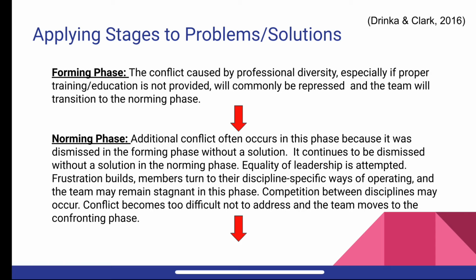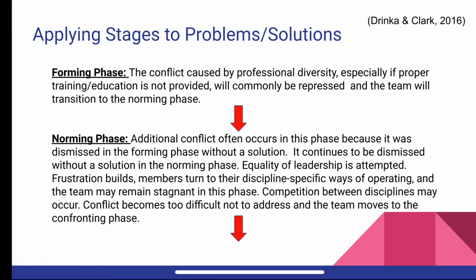I'm applying this increased potential of conflict created by diversity to phases and problems/solutions explained in the class reading by Drinka and Clark. With professional diversity increasing the possibility of conflict, a team may often experience these phases. In the forming phase, the conflict caused by professional diversity, especially if proper training and education is not provided, will commonly be repressed and the team will transition to the norming phase.